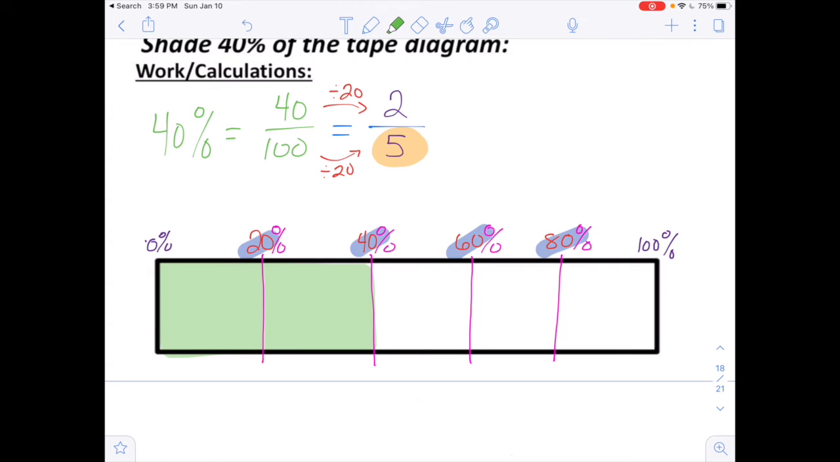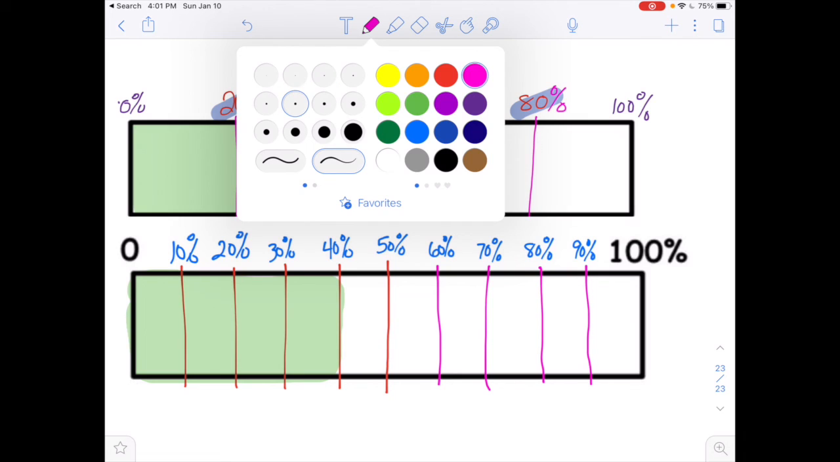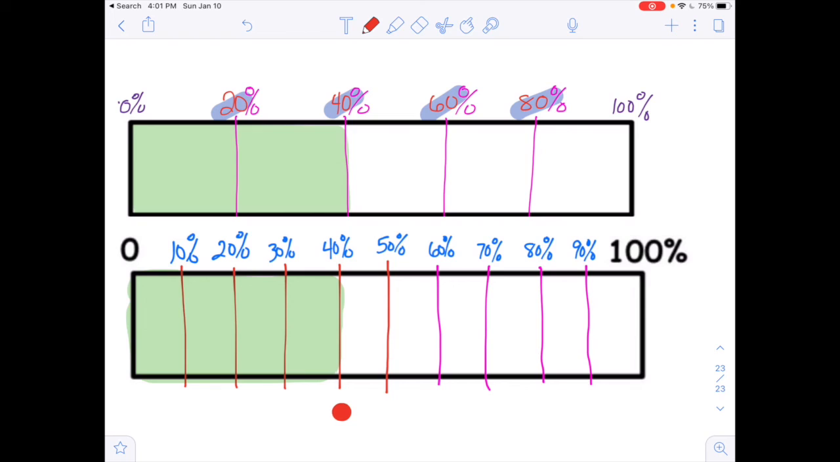All right, so the last thing I want to show you is that we shaded in 40% in 2 different ways. The very first way is on the bottom with 10 parts, and we colored in 4 of them. And on the top, there were 5 parts, and we colored in 2 of them. So even though I did it differently, look how close my answers are. If I drew a straight line up and down, going through 40%, look at that.